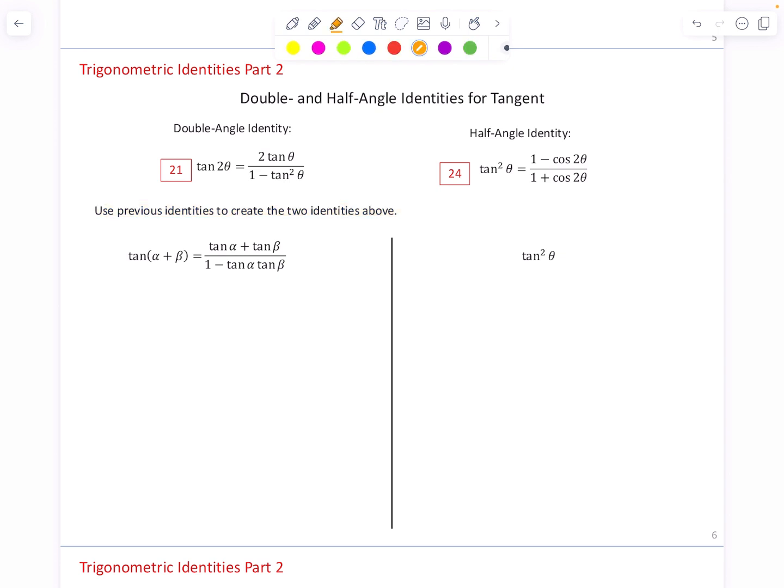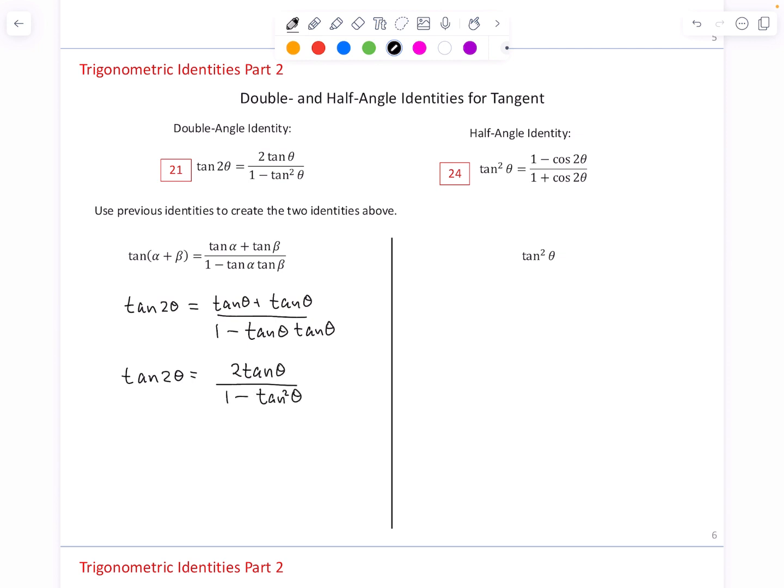So in a previous lecture, we had talked about the tangent of alpha plus beta is equal to tangent alpha plus tangent beta divided by 1 minus the product of the tangents. Take this identity and simply change all of the alphas and betas to theta. That would give us tangent 2 theta is equal to tangent theta plus tangent theta over 1 minus tangent theta times tangent theta, which gives us simply 2 tangent thetas over 1 minus tangent squared of theta. And this is identity 21.